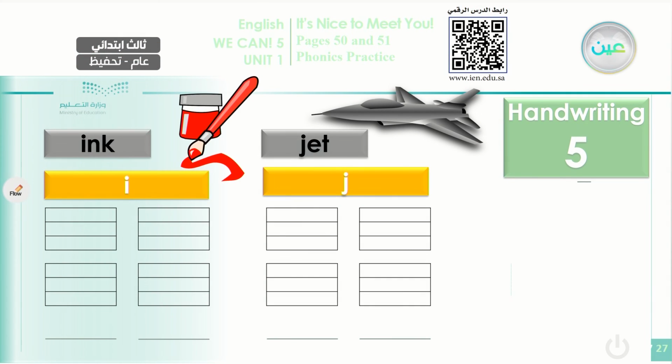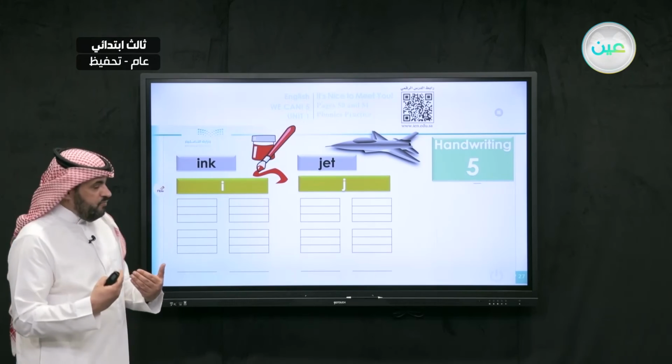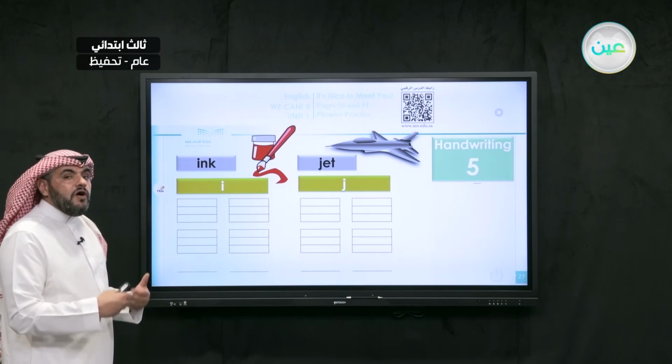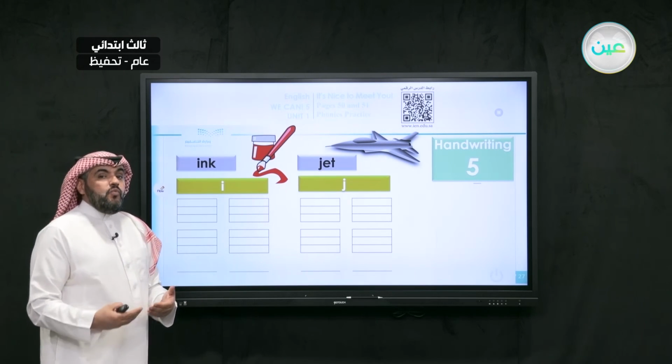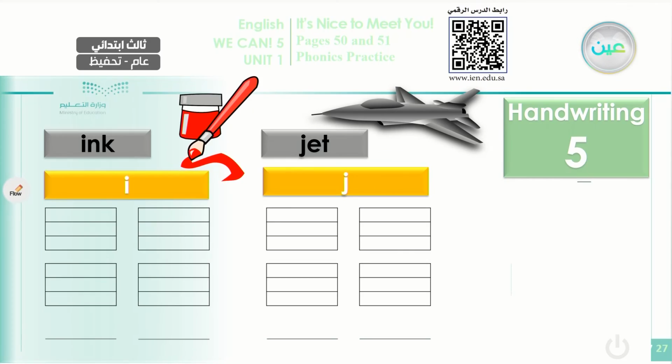And now we move to the last part of our class today, which is about handwriting. How to improve your handwriting. You need to know how to write the letters and where to write them. So here we have I as in the first letter of ink. We have J as the first letter of jet. This is the picture of jet. How to write I? Let's do it all together now. And you have to practice by yourself. That is going to be on your book, page 46.